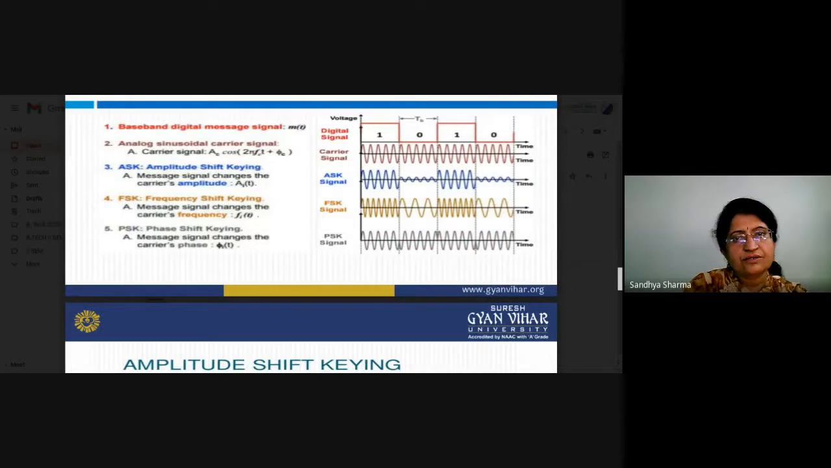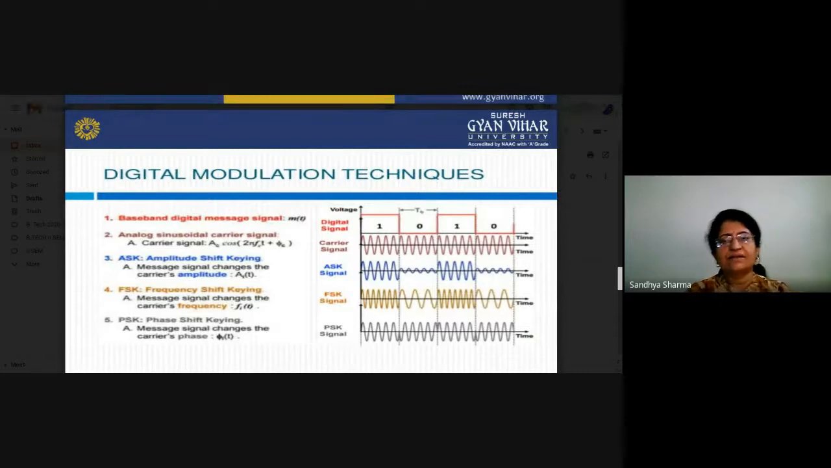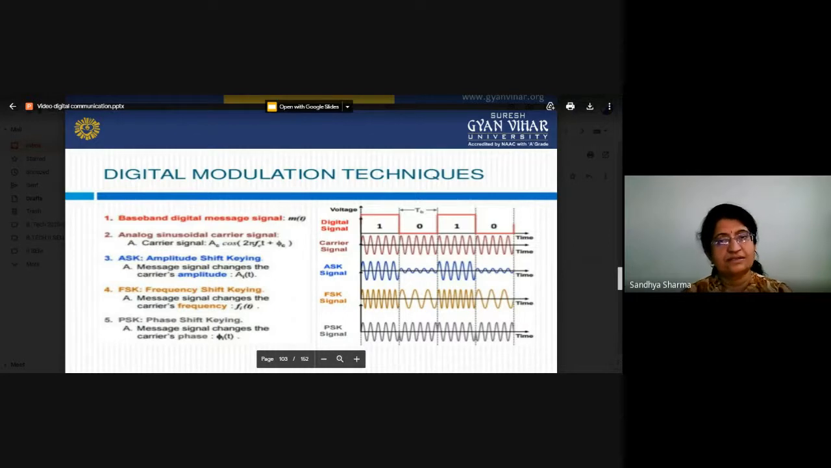Now we will focus on this part: a very basic diagram of our ASK, FSK, and PSK, which we discussed in our previous slides. If we are talking about ASK, amplitude shift keying, the amplitude of our carrier signal changes according to the instantaneous value of our digital signal. In this diagram, this is the digital signal that we have to transmit. There is a carrier signal of very high frequency and constant amplitude.